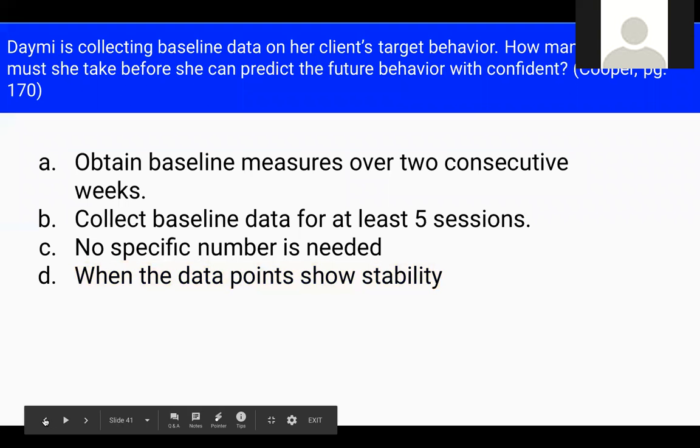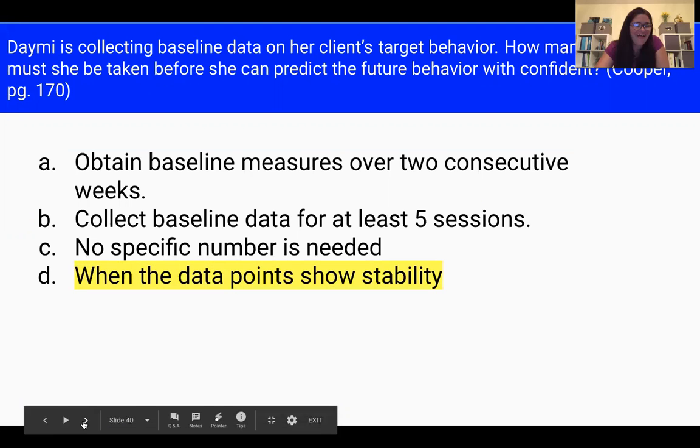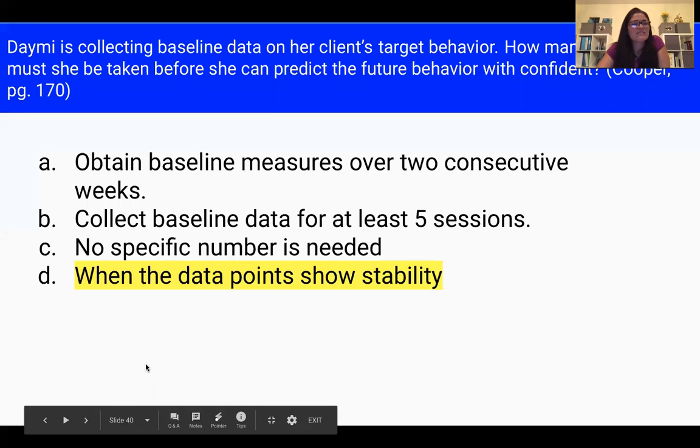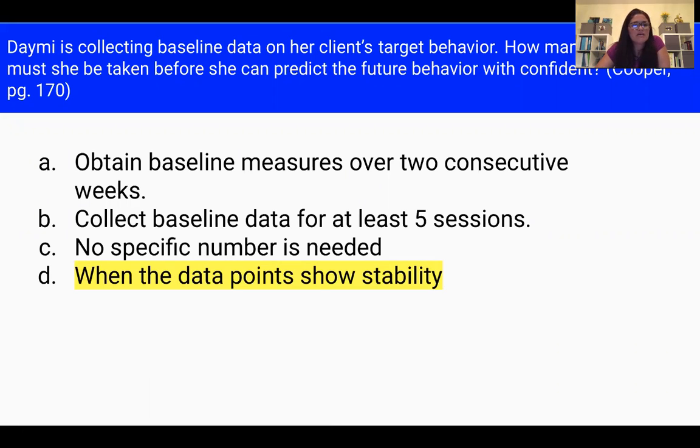So, what happened here? Oh, there you go. It's upside down. Right. So here we go.